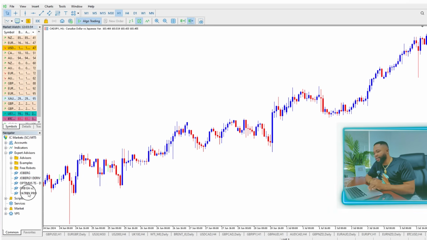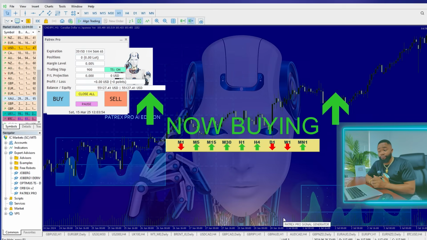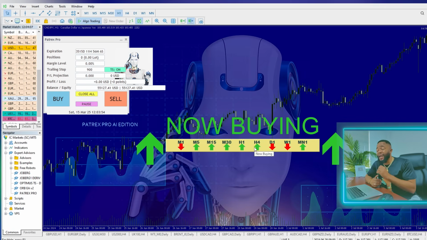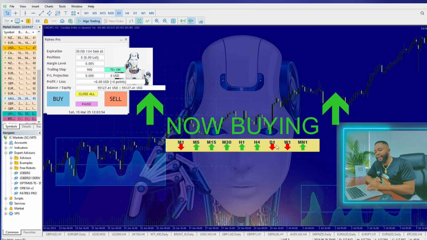You bring in Patrix Pro. Automatically, you're going to see what's happening on all time frames. That's it. You're going to see what's happening on that time frame. If you are trading on a 4 hour time frame for that day, or if you want to trade on the 4 hour time frame for that day, then you use the daily time frame as your overall time frame.